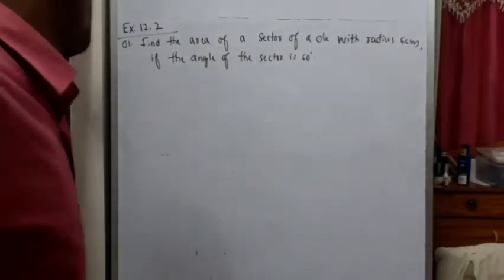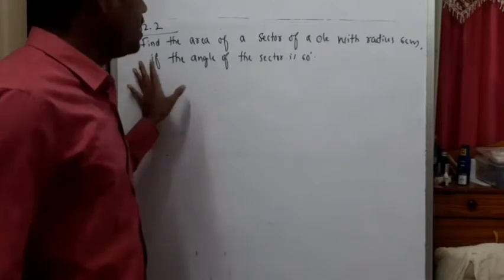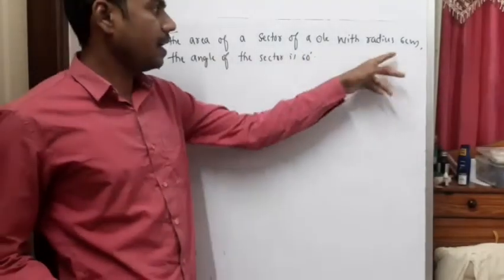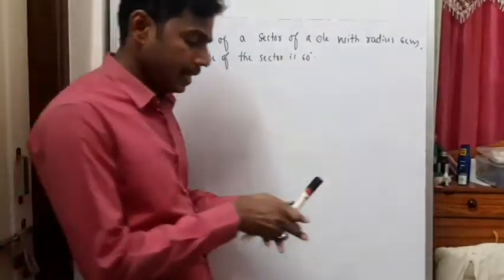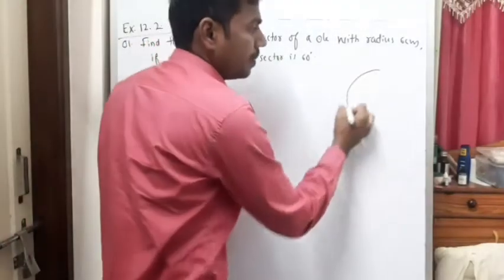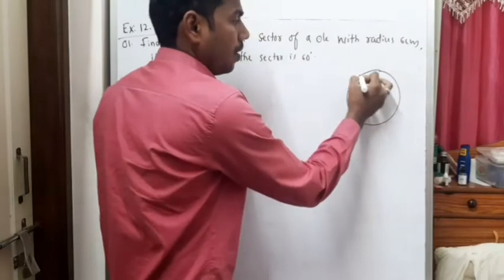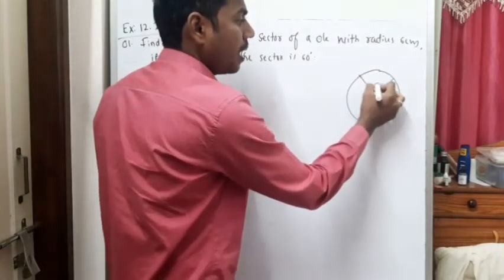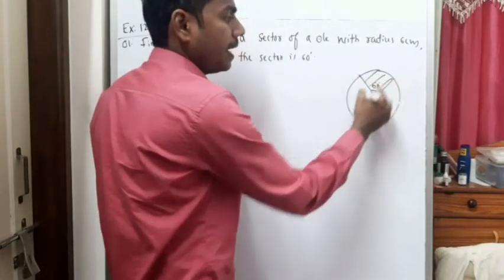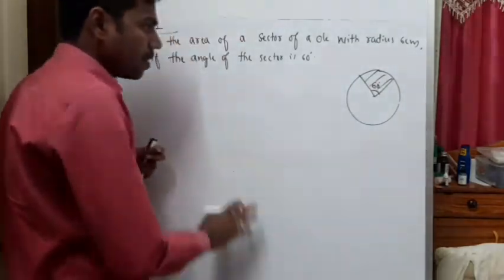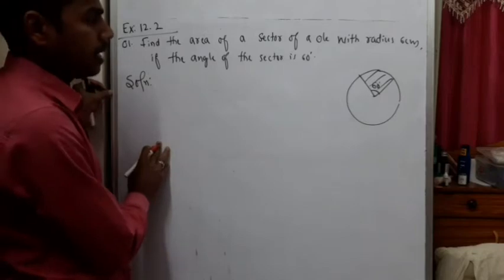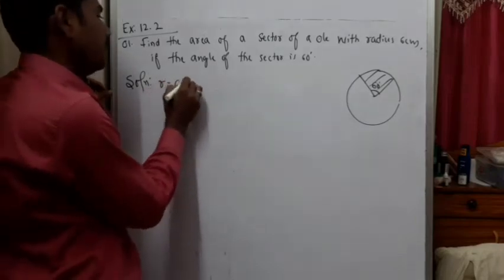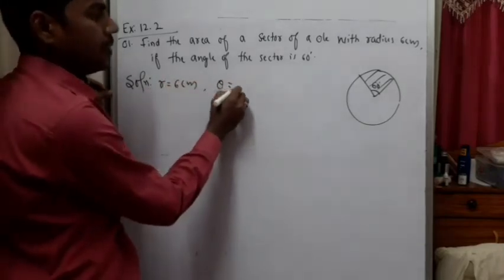Exercise 12.2. Find the area of the sector of a circle with a radius 6 centimeter if the angle of the sector is 60 degree. See, if this is a circle, the angle of the sector is 60 degree. We need to find this area. What is the formula, you know? First we'll write down the given data. Radius is 6 centimeter and theta is given, that is 60 degree.